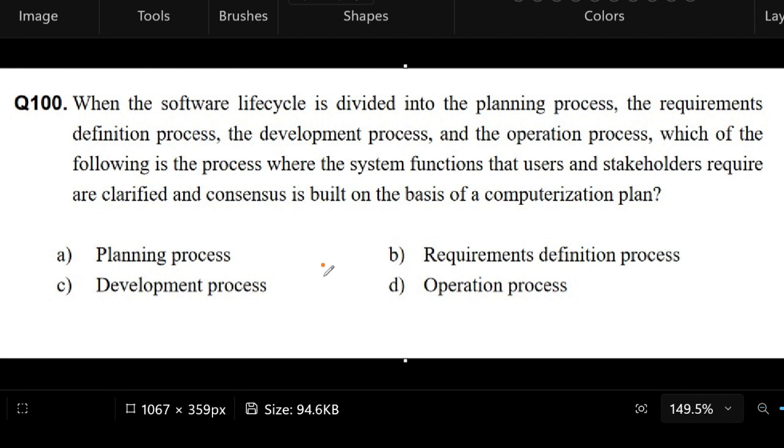In this question, we are being asked, when the software lifecycle is divided into the planning process, the requirements definition process, the development process, and the operation process, which of the following is the process where the system functions that users and stakeholders require are clarified and consensus is built on the basis of a computerization plan?